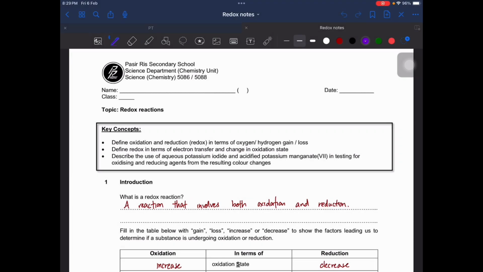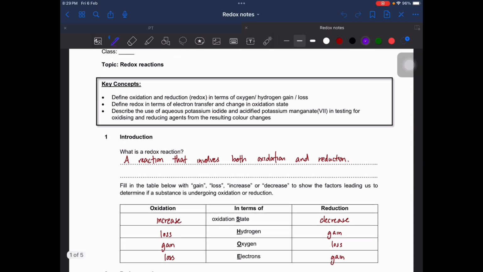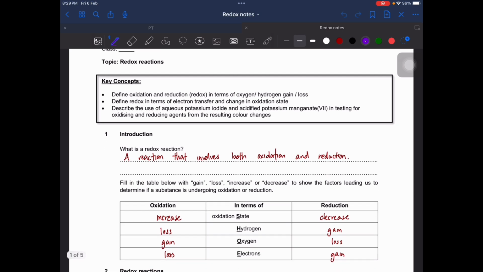Alright, hi everyone. Welcome to this video where we'll be learning about the concept of redox reactions. Right, so as mentioned, a redox reaction is a type of reaction that involves both oxidation as well as what we call reduction. Before we go on further, just to let you know that in chemistry, there's a type of reaction called oxidation and also a type of reaction called reduction.